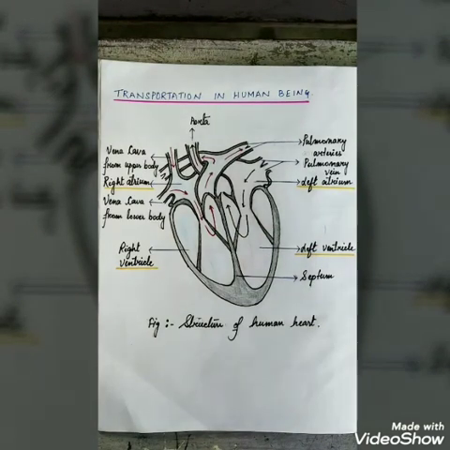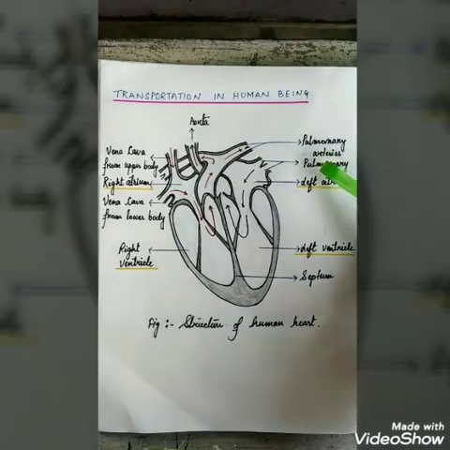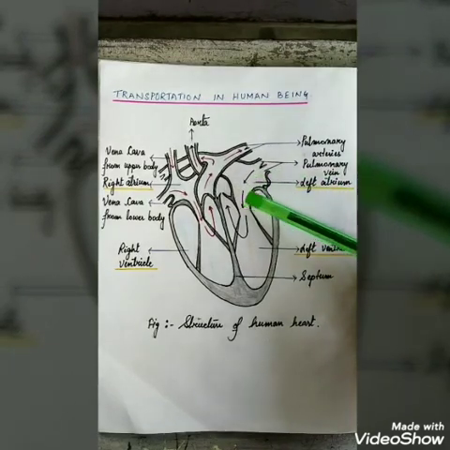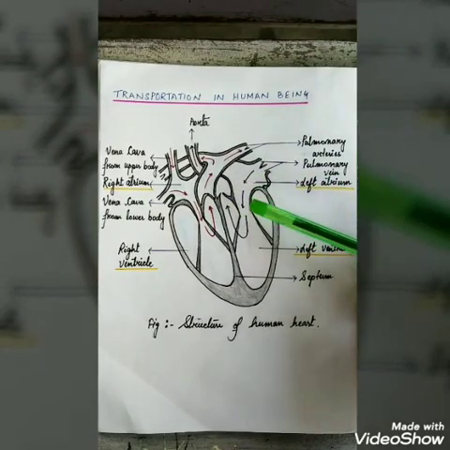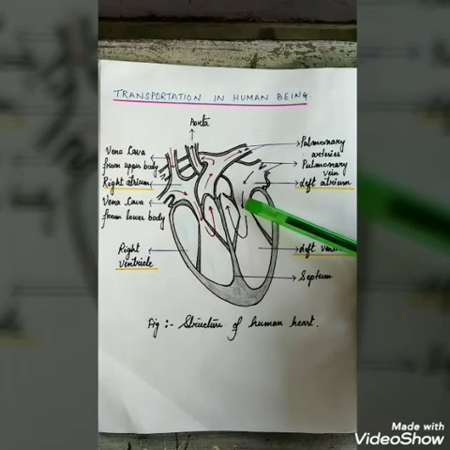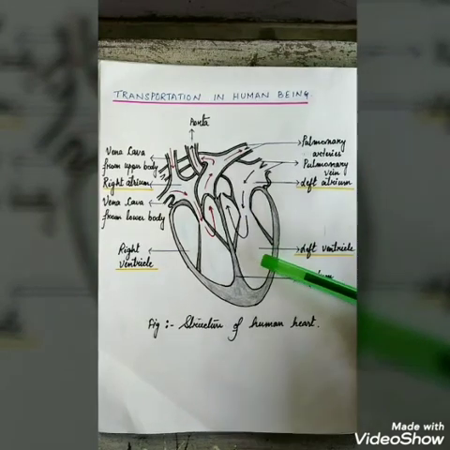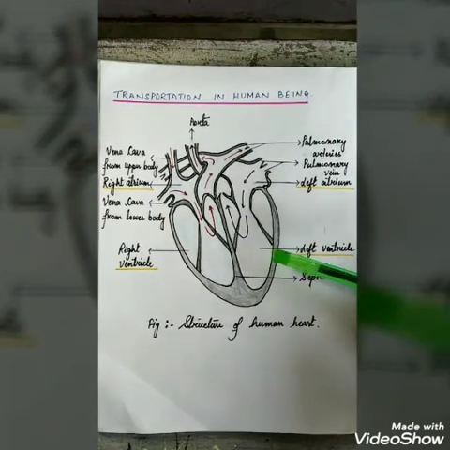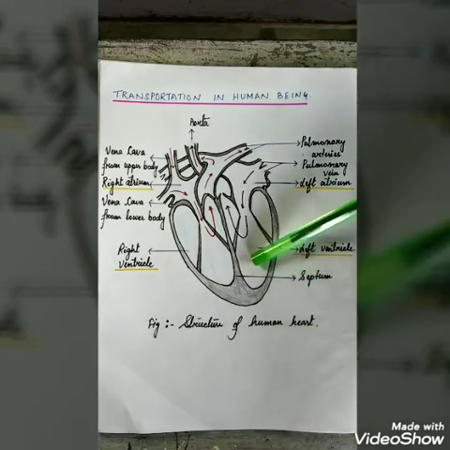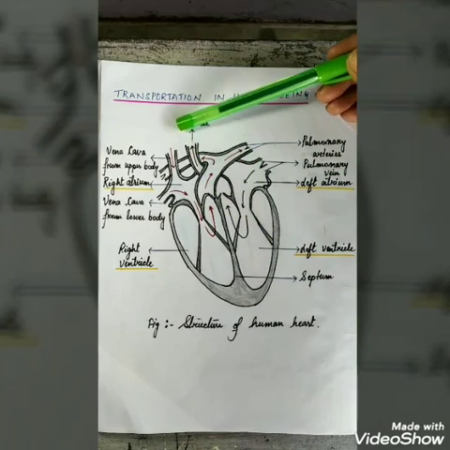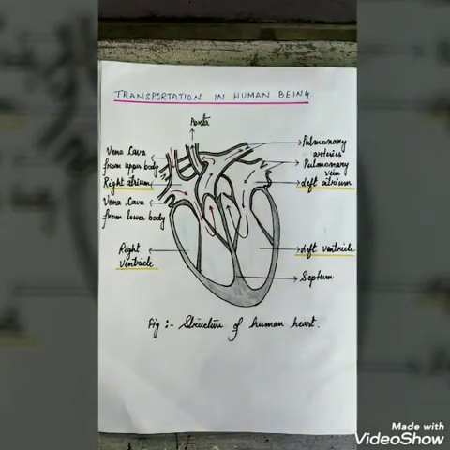Now we will study the working of the human heart. From the lungs, through the pulmonary vein, what will happen? The oxygenated blood will flow to the left atrium, and as the left atrium contracts, the oxygenated blood will flow down to the left ventricle, and from the left ventricle, the oxygenated blood is pumped to different parts of the body through the aorta.